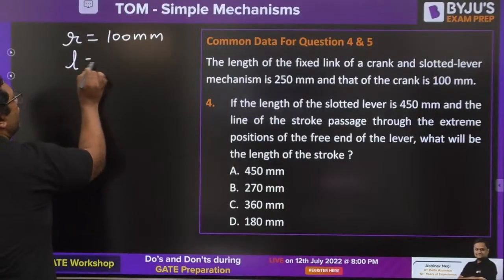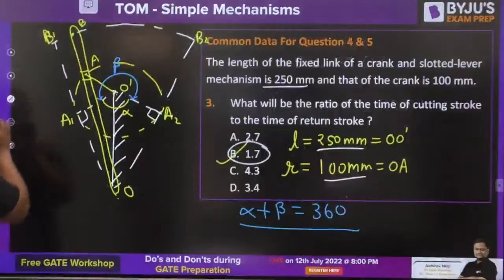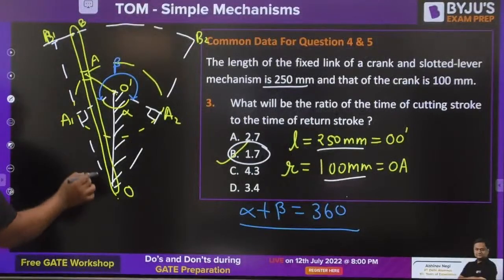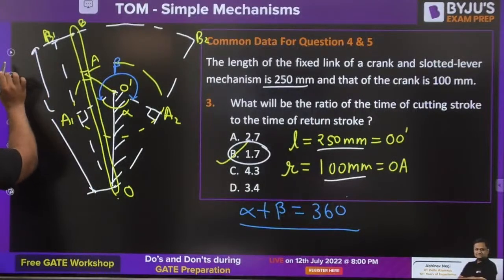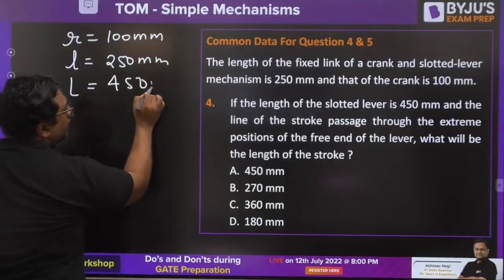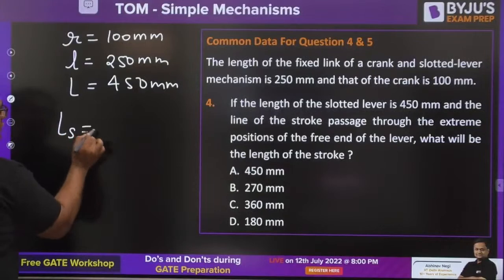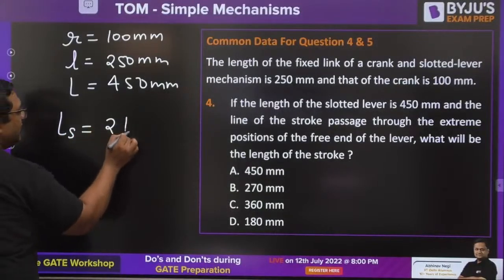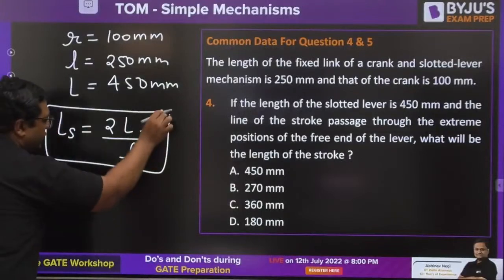Length of connecting rod is 250 mm. And there is something known as slotted bar. So this length is capital L, which is given as 450. So capital L is 450. So you need to find out the stroke length. Stroke length formula is 2 times L R by L. Apply the formula, get the answer.